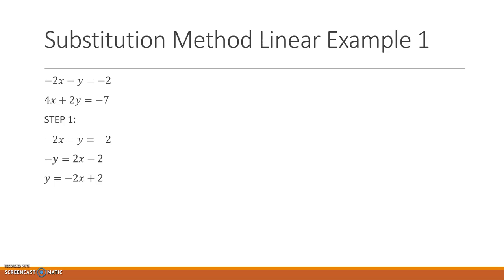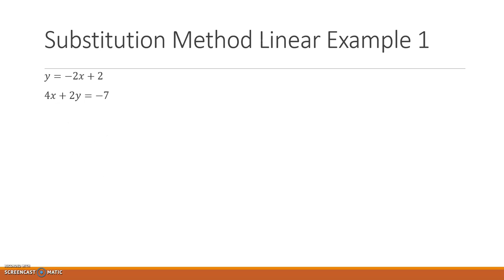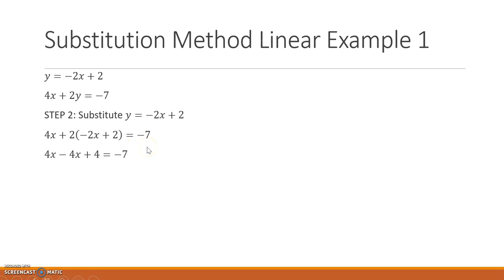So now that we've found this equation, we can take it and substitute it into our other equation. And that's our step 2. When we substitute y equals negative 2x plus 2, we will have 4x plus 2 times the quantity of negative 2x plus 2 equals negative 7. And now we can solve or evaluate. So we'll use our distributive property to multiply our 2, which will give us 4x minus 4x plus 4 equals negative 7. Note that 4x minus 4x is just 0. So we have 4 equals negative 7.